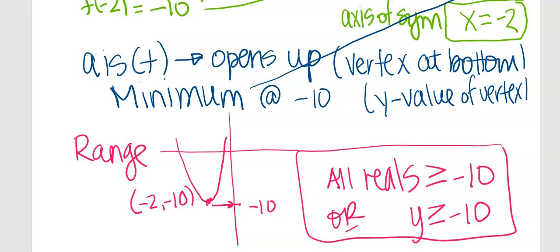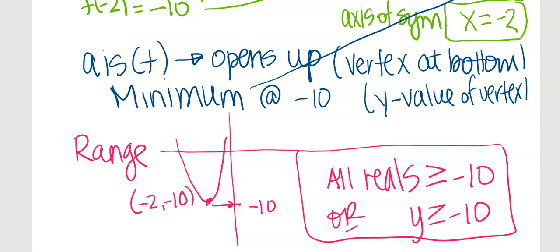I just don't remember what I did. So it doesn't have anything to do with the domain. The domain would be all real numbers for every single one of these. The range is what changes because the curve kind of bounces all over the place. So if it was pointed down, would it be all real numbers less than or equal to -10?